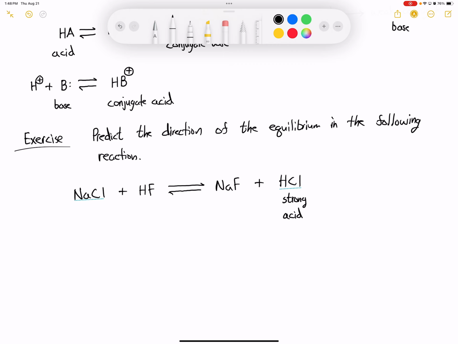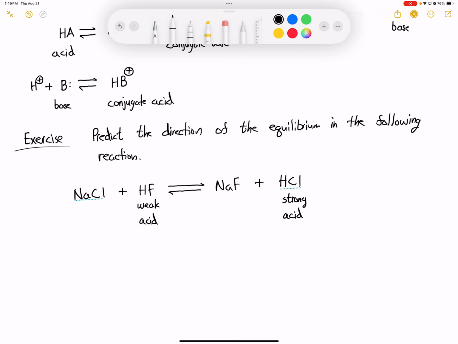Now, HF, is that a weak acid or a strong acid? Weak. Compared to what you might have heard, HF is still plenty corrosive. But in terms of its ability to donate H+, it's a weak acid. Okay, so this is the weaker acid.